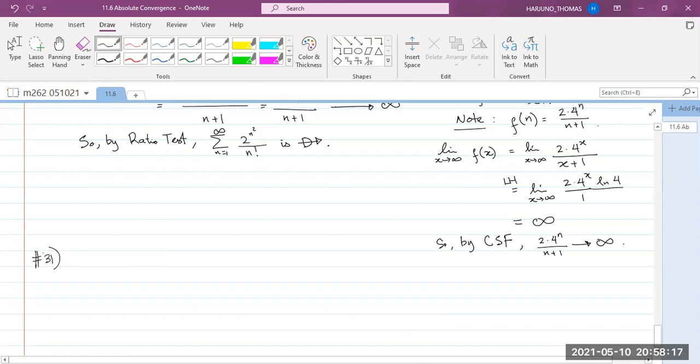This is a series whose terms are defined recursively. Okay, a sub 1 is 2. A sub n plus 1 equals 5n plus 1 over 4n plus 3 times the previous term. Now, determine whether the series is convergent or divergent.